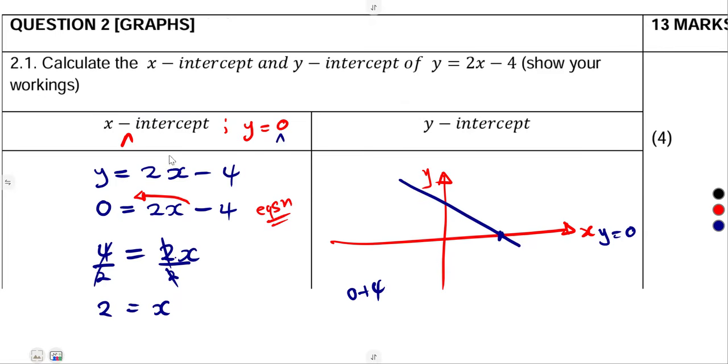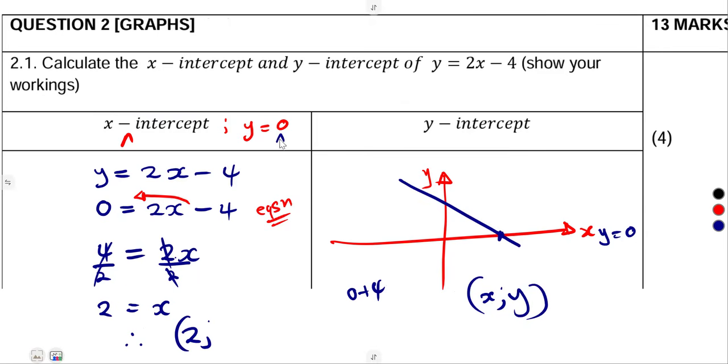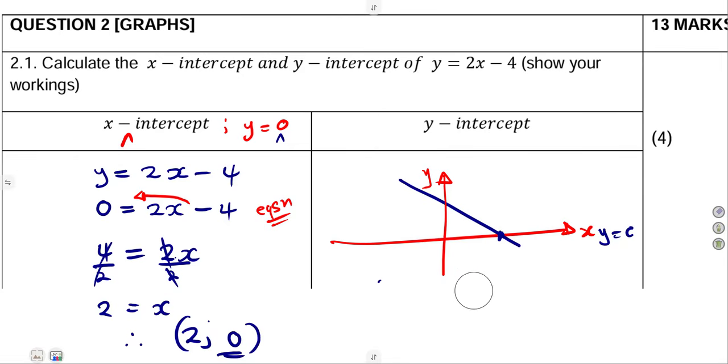So x is 2. Therefore, our x-intercept, since a point is made up of x and y like this, we have the x value, which is 2. What about the y value? Remember, for the x-intercept, we said what? Y is 0. So that's a point. That's our x-intercept.